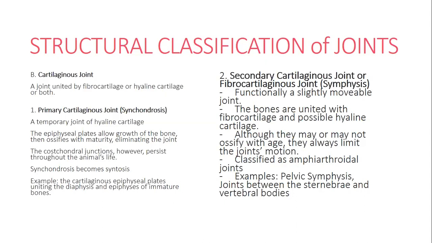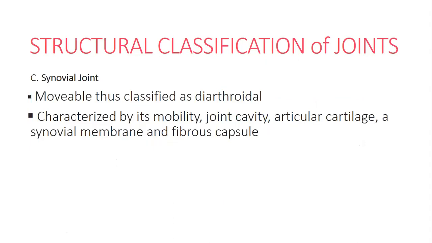Example is the cartilaginous, okay, this is the one I've mentioned. And then we have the fibrocartilaginous or symphysis. The bones are united with fibrocartilage and possibly hyaline cartilage. Although they may or may not ossify with age, they always limit the joint's motion. Examples of these are the pelvic symphysis and the joints between the sternebrae and the sternal bodies. Then lastly, we have the synovial joint, which is movable, thus classified as diarthroidal.